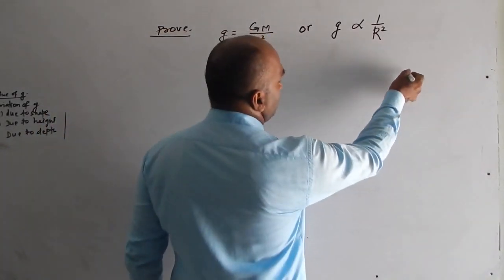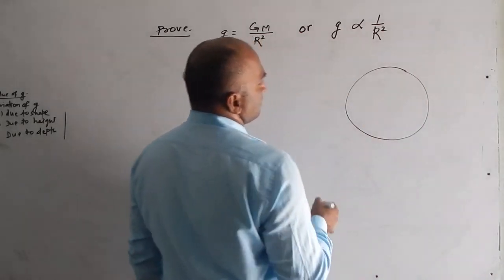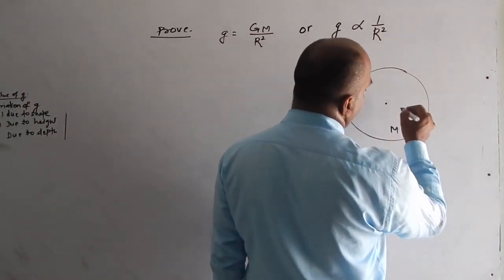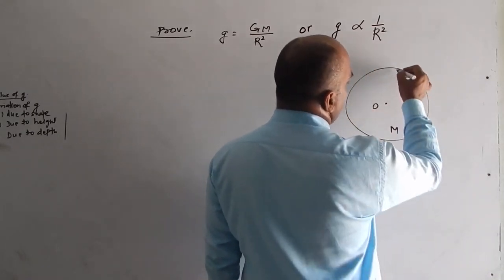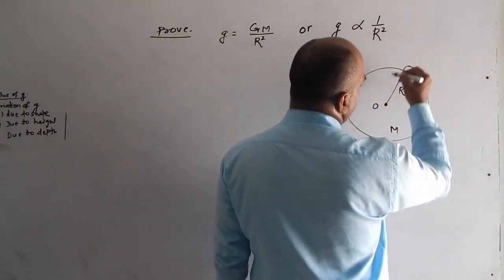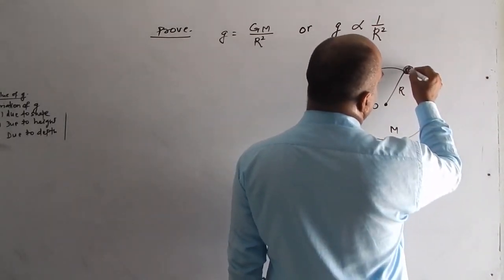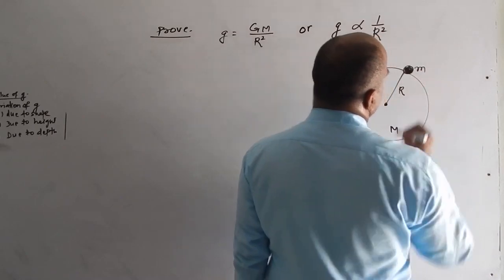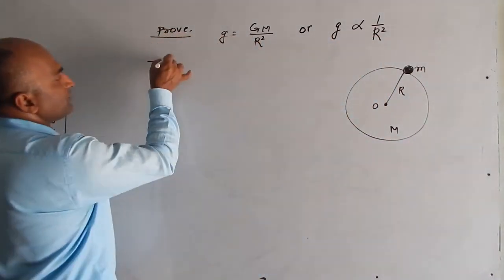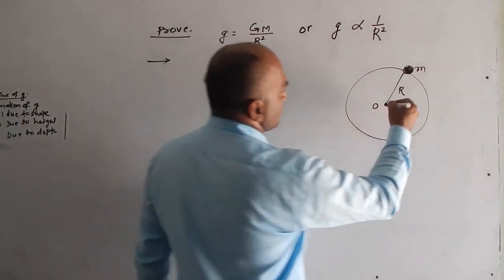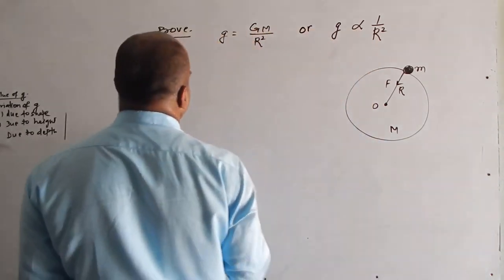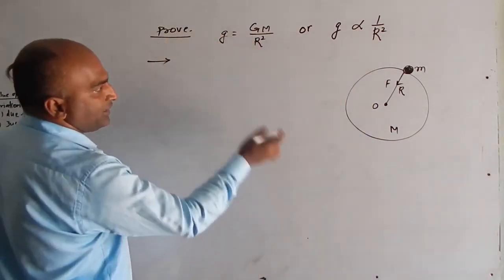Here, to prove this, we consider a heavenly body. Suppose this is earth of mass M, O is the center, and R represents the radius of this planet, where a small object is kept at this point. Here, F is the gravitational force of attraction between them.